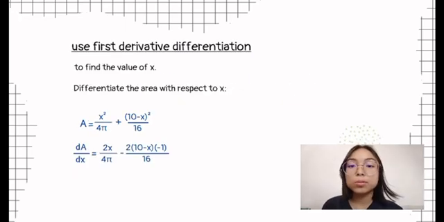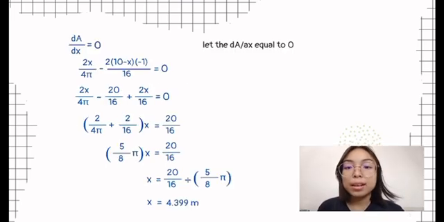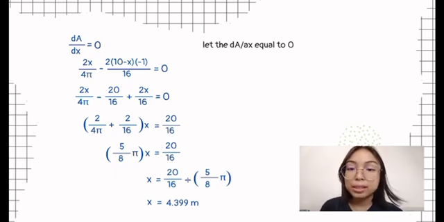In order to find the value of x, the first derivative test is used on the area function. Differentiate the area with respect to x. Let dA over dx equal 0 and we will get 2x over 4 pi minus 20 over 16 plus 2x over 16 equals 0. Simplify it and we will get x equal to 4.399 meters.